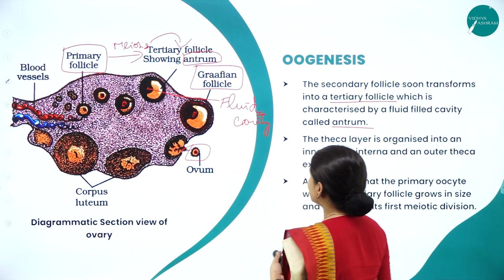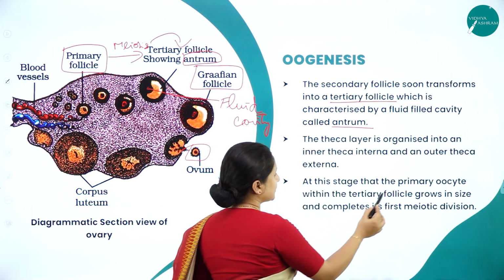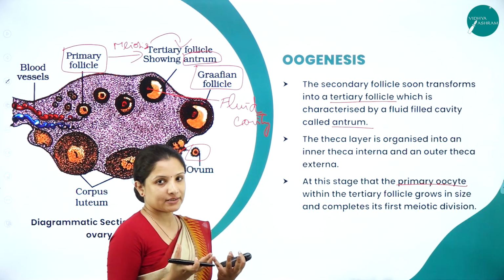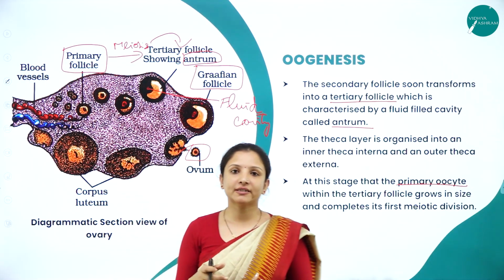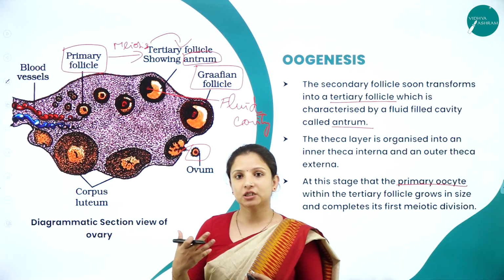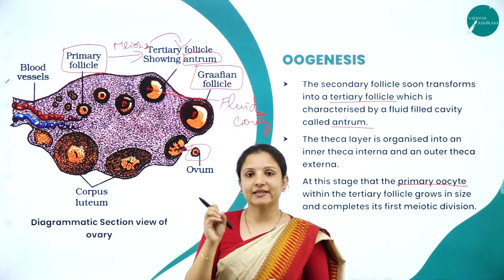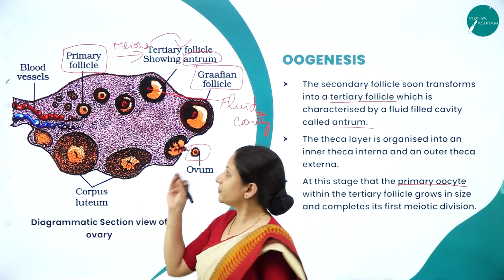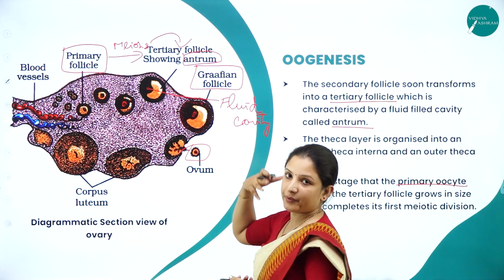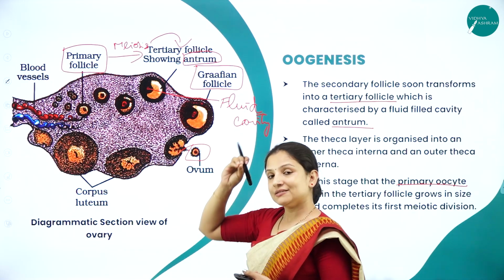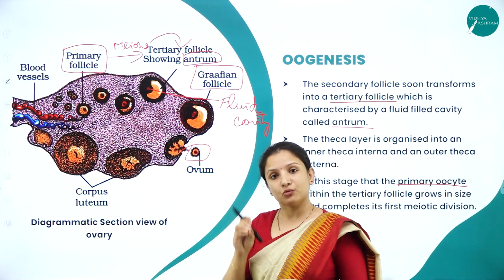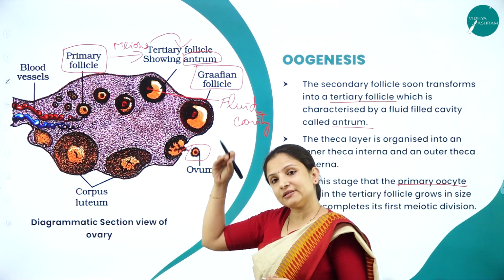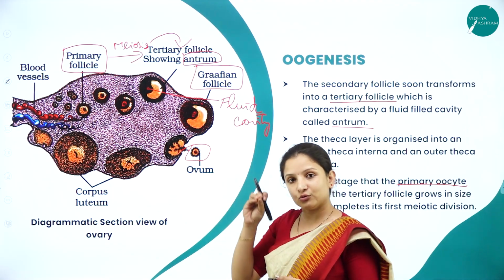And all these are the same as I told you. At this stage, the primary oocyte within the tertiary follicle will grow in size. So when do we call it a secondary follicle or tertiary follicle? When granulosa cells around these primary oocytes keep on adding. So the primary oocyte will develop into the primary follicle. Inside that primary follicle, the primary oocyte itself is there. Next, it will develop into the secondary follicle. So inside the secondary follicle also, again, the primary oocyte only will be there.